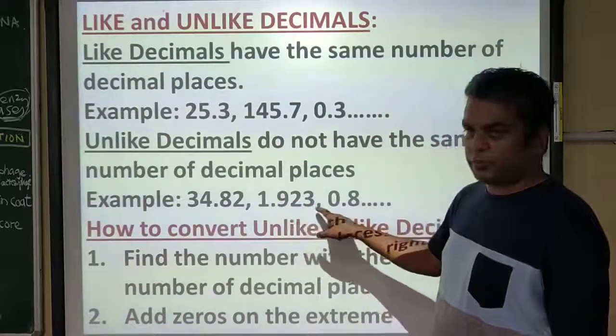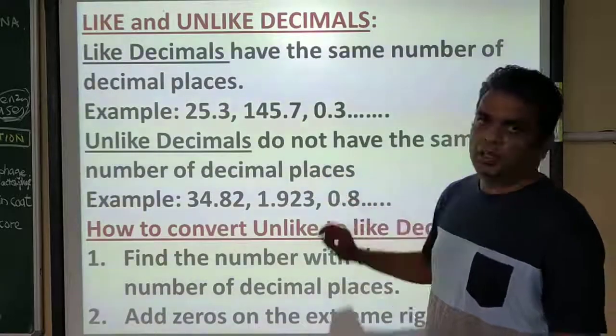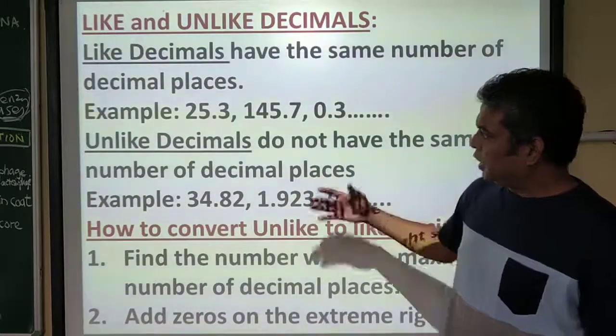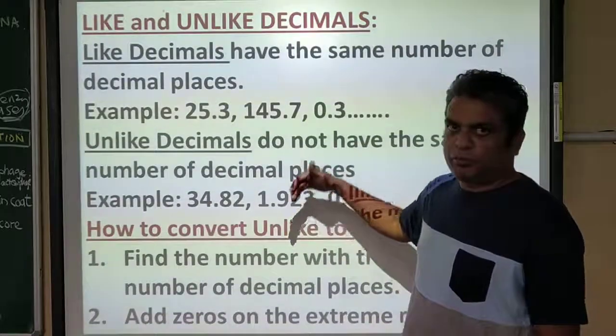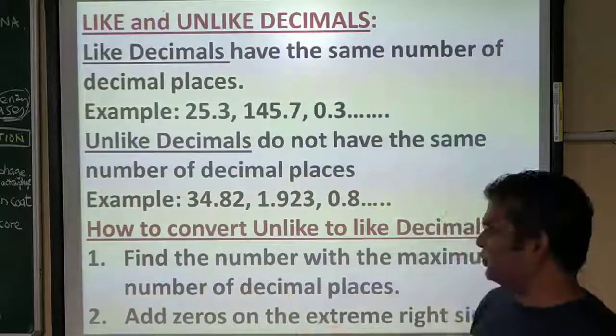1.923, that means three decimal places here. And 0.8, just one here. So they are called unlike decimals. Now, how to convert unlike decimals to like decimals? There are steps which you need to follow.